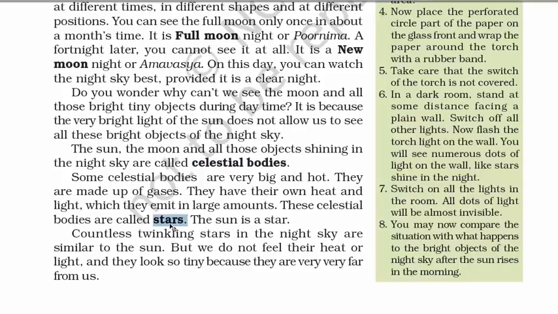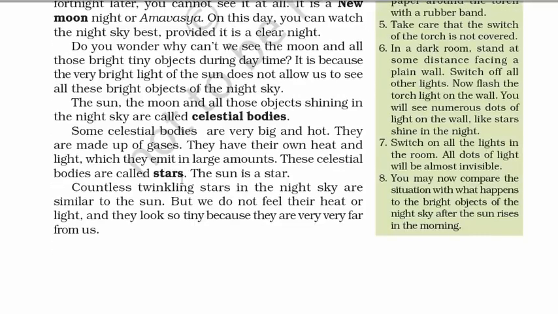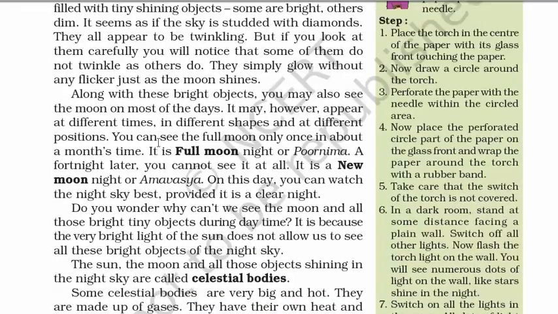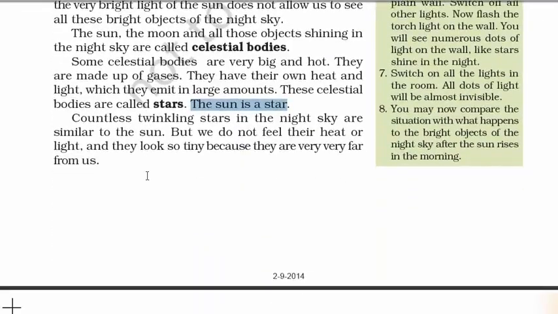All right. And another thing which is of importance is a star is made up of gases. And they are big and hot. Remember that, and they emit a large amount of heat and energy. So these celestial bodies are called stars. And one more thing, the sun is a star. The sun is a star. Anyways, so this is everything that is there in the first page. So now let's move on to the second page.